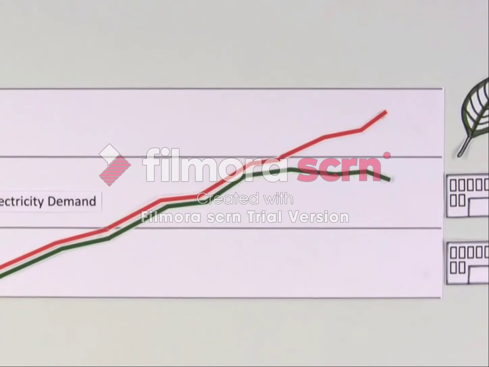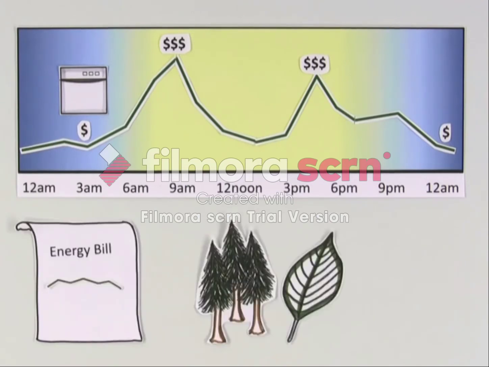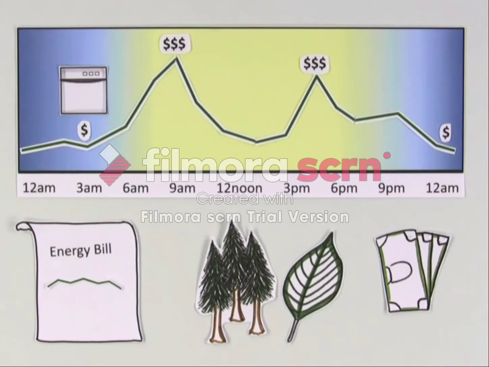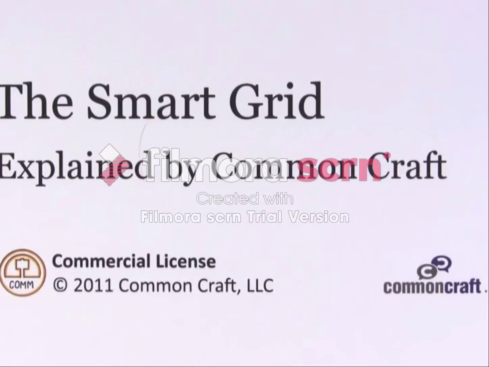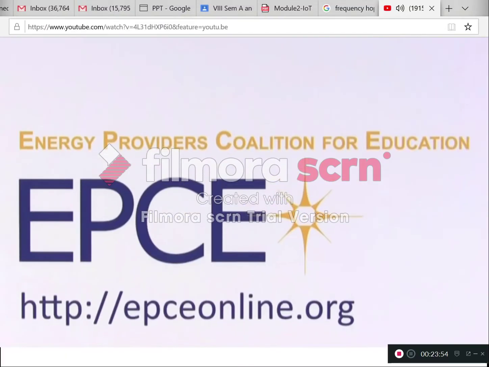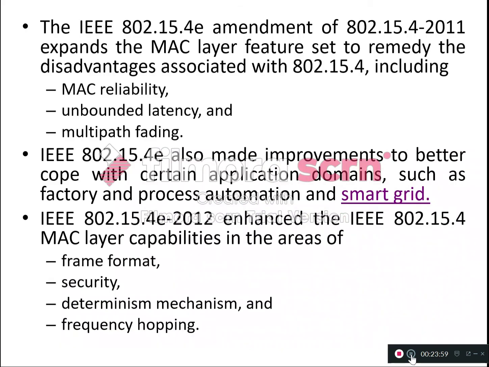The smart grid is still a few years away, but soon we'll be able to manage our energy bill, help the environment, and help the economy by making more informed decisions about how we use electricity. I'm Lee Lefevre, and this has been the Smart Grid, explained by Commoncraft, in collaboration with the Energy Providers Coalition for Education.